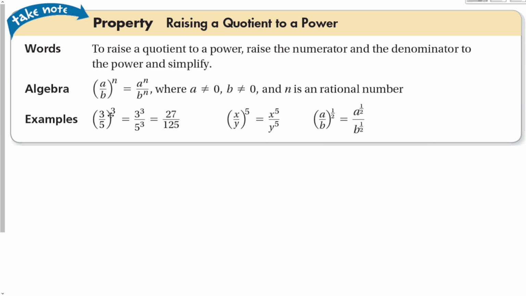Okay, so in the example, 3 over 5 to the third is 3 to the third over 5 to the third, 27 over 125. Both of these get raised to the 5th power, and both of these get raised to the 1/2 power.